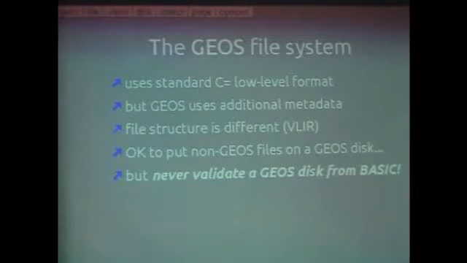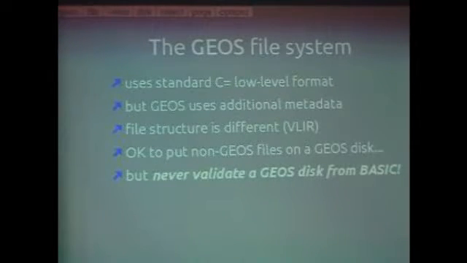Because, for example, one of the unused bytes in the directory that GEOS uses is a track and sector pointer to what's called the info block of the file, which contains the icon and some other information about the file. Well, standard Commodore DOS knows nothing about that sector, or that place in the directory entry. So if you validate it, that sector now becomes fair game, and some other program can write over it.